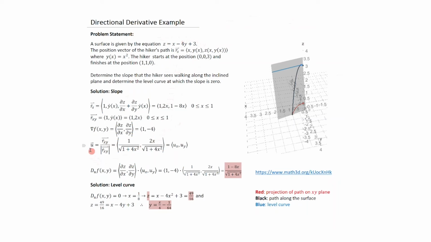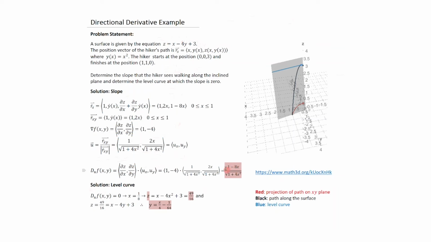So next thing we need is a unit vector in the xy plane. So we have r_xy. We need to divide by the magnitude of r_x prime. So the magnitude of this would be the square root of 1 plus 4x squared. And so this is what we've done. And this becomes a unit vector u_x, u_y. So the directional derivative will just be the gradient vector times the unit vector. We've computed that, which is here. We've computed that, which is here.